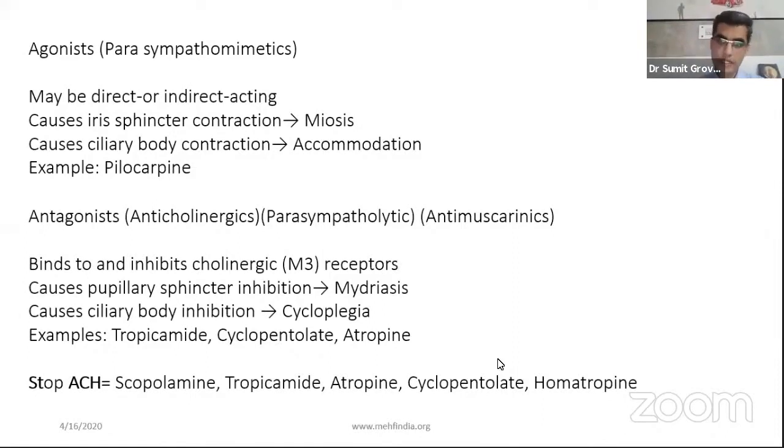Antagonists are anticholinergics, parasympatholytics, also called anti-muscarinics. There are three names. They bind to these M3 receptors, cause pupillary sphincter inhibition, and cause mydriasis. They cause ciliary body inhibition, leading to cycloplegia. Examples are tropicamide, cyclopentolate, and atropine. And there is a very good acronym I found: STOP ACH, scopolamine, tropicamide, atropine, cyclopentolate, and homatropine. I found it very useful.